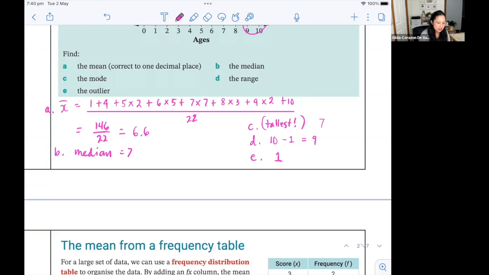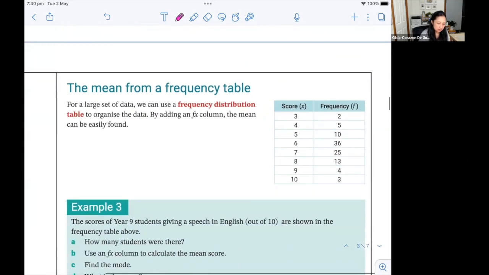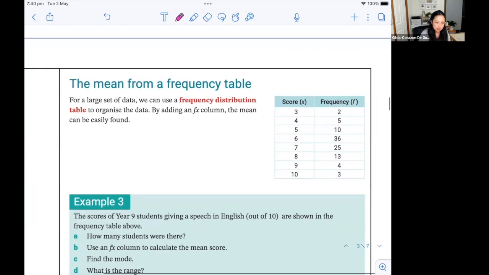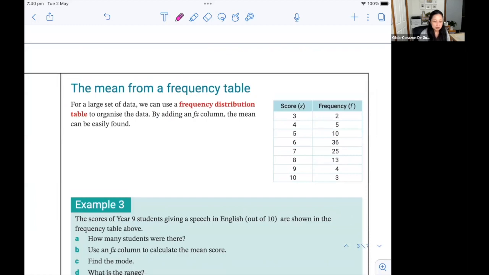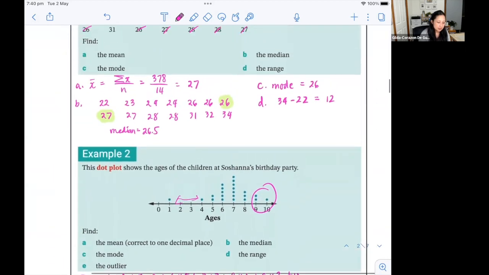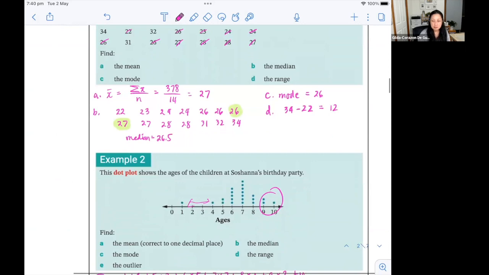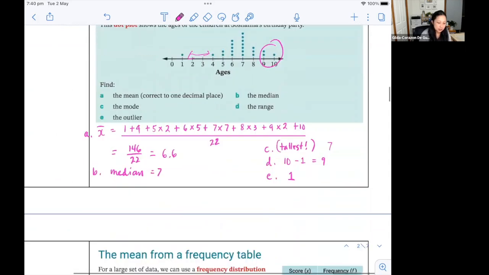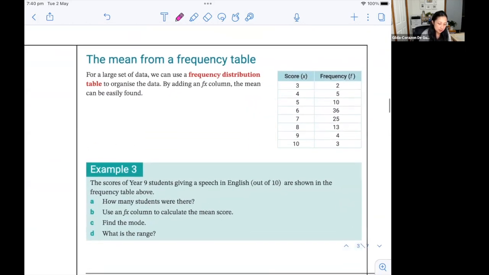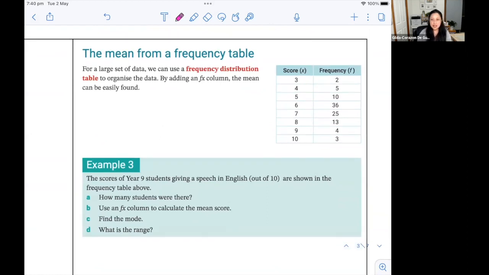Okay, now the one that we did not do, right, because we practiced some more calculating the mean, median, mode from a list and also from a dot plot. The one that we didn't do yesterday was this one here, right? It's calculating the mean, median, and mode, and maybe the range of data that's from a table.